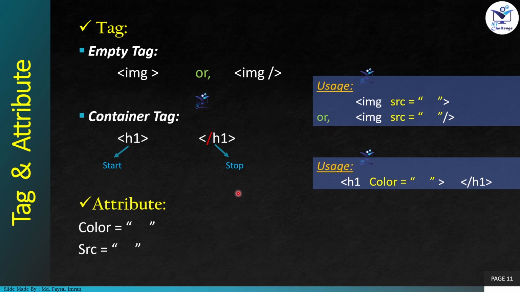In the same way, we have the content tag, and this tag has two parts, and the first part can give the command for the whole tag. Okay, so this is how a tag works, and this is how an attribute is placed inside a tag.